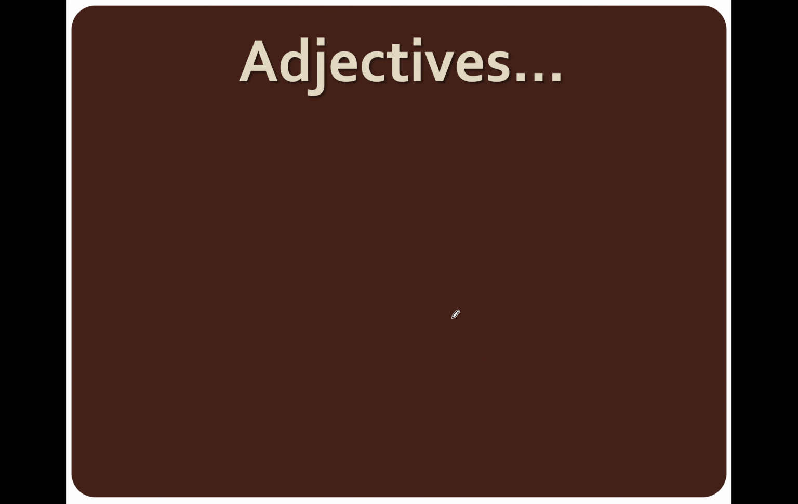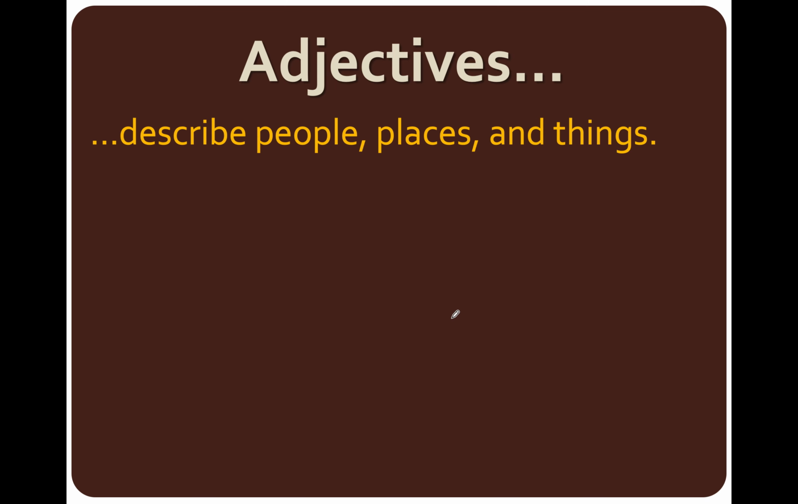All right, so a definition of adjectives. What's their function? What's their role? Adjectives describe a noun. They describe people, places, and things. You can pause this and write that down, but let's continue. For example, I am smart. Smart describes me, so therefore that is my adjective. I am smart.